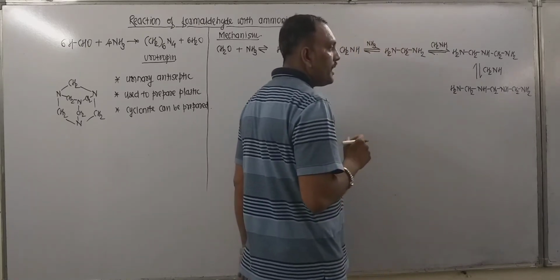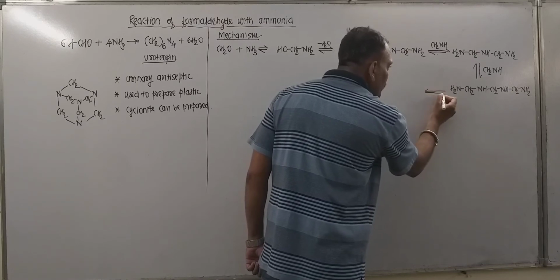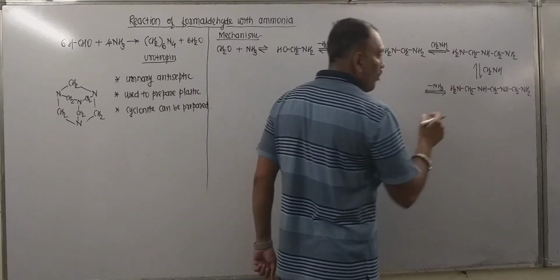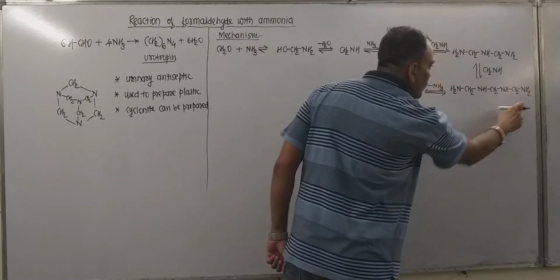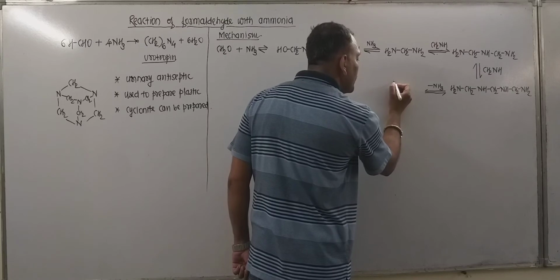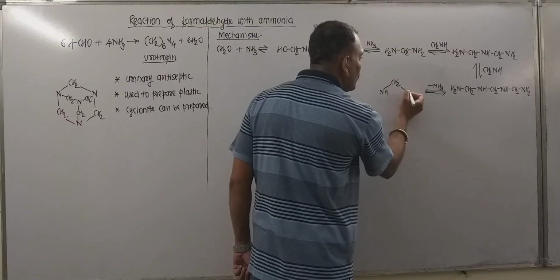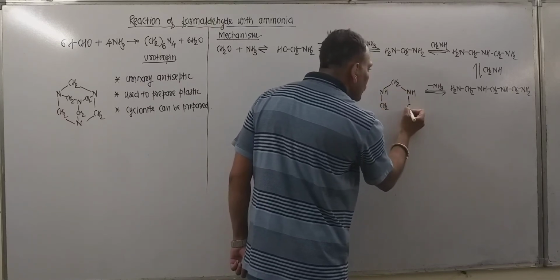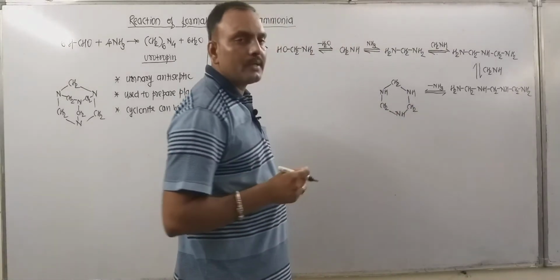Now, a very important thing, this intermediate now loses ammonia. Let me explain how. NH2 from here and hydrogen from here get lost in the form of ammonia, and this leads to the formation of a product which may be given as. So this is the cyclic product which is obtained.